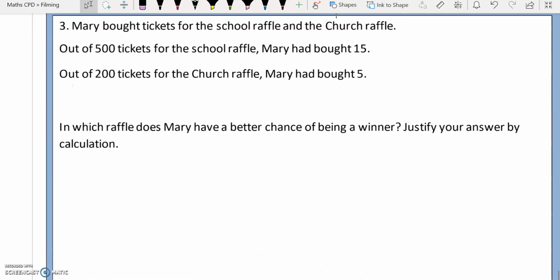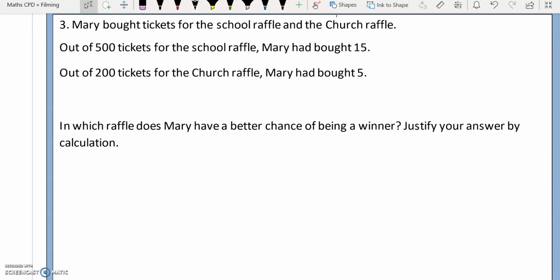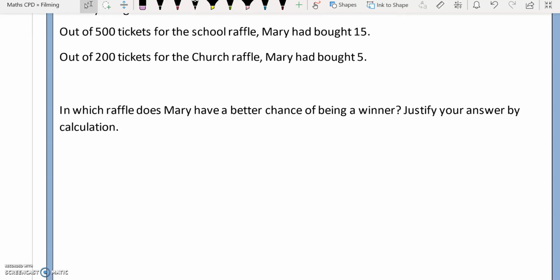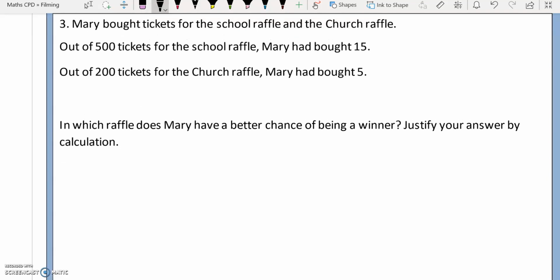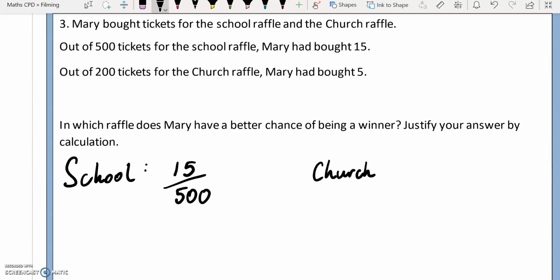Last one. Mary bought raffle tickets for the school raffle and the church raffle. Out of 500 tickets for the school raffle, Mary bought 15. Of the 200 tickets for the church raffle, Mary bought 5. In which does she have a better chance? This is talking about chance, the likelihood of something happening. So let's look at the school raffle. She bought 15, and altogether there were 500. For the church raffle, she bought 5 out of 200.